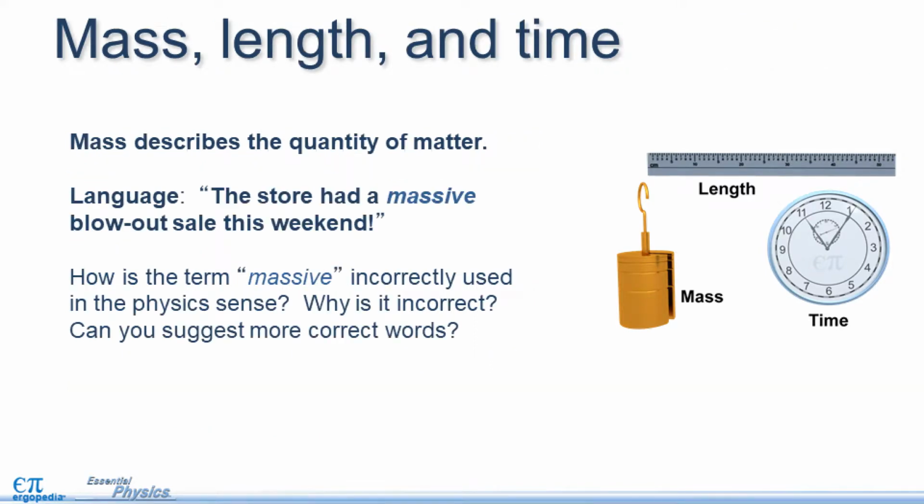Mass describes the quantity of matter. So for instance, if we heard, the store had a massive blowout sale this weekend, how is the term massive incorrectly used in the physics sense? Why is it incorrect? Can you suggest more correct words to use? Go ahead and write those in your notebook now. If you need more time, pause the video.